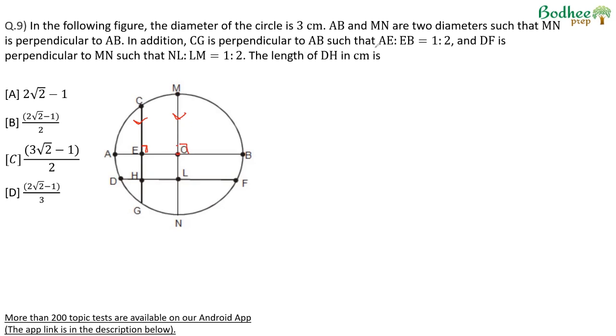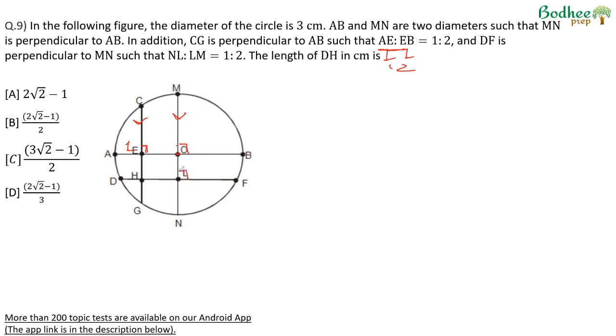Also, AB is such that AE is to EB is 1 is to 2. AB is a diameter with length 3, so we can say AE is 1, EB is 2, splitting 3 in the ratio 1 is to 2. DF is perpendicular to MN. This is also 90 degree.